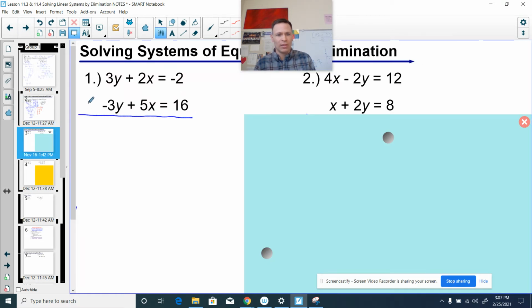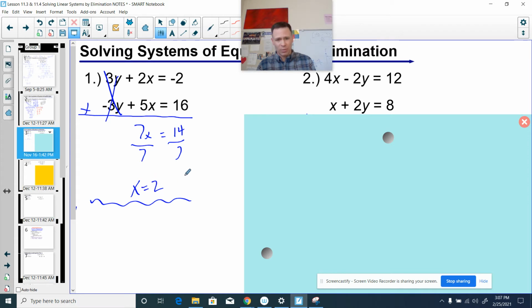So when I add these equations vertically, 3y's cancel out. 2x plus 5x gives me 7x. And then I get my 14, like I said. Okay? And this is legit. You can do this. This is called elimination. We are eliminating the y variable. I'm going to divide by 7, and I'll get x is equal to 2. Okay, now what do I do? I do the same thing we did in all the other problems for substitution. I take my value of x and substitute it into one of these two equations, doesn't matter which one, and I'll find y.